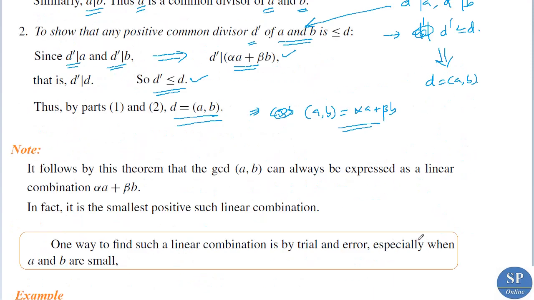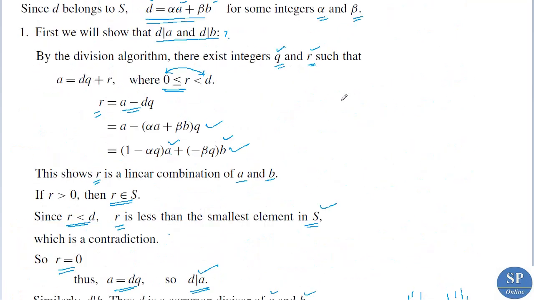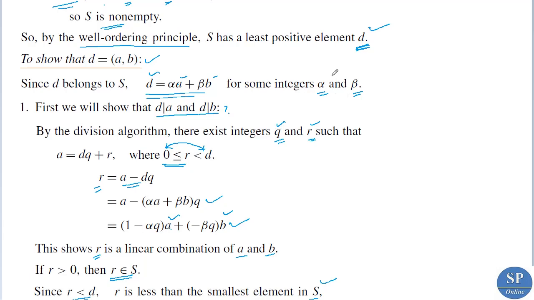Now we have a note. The GCD of A comma B can always be expressed as a linear combination of A and B. That is, GCD of A comma B is equal to alpha A plus beta B for some integers alpha and beta. In fact, it is the smallest positive such linear combination. That is because we obtained in the previous theorem that this linear combination is D, which is the least such number. That is, we obtained here S has a least positive element D, and it has this form.